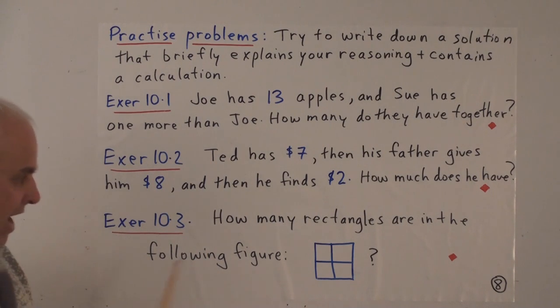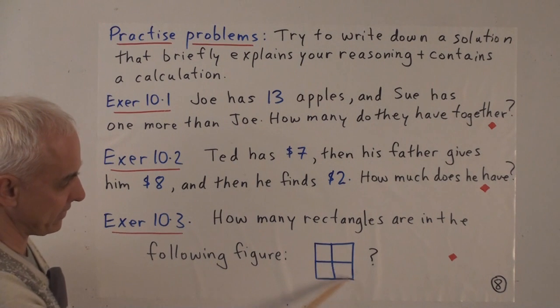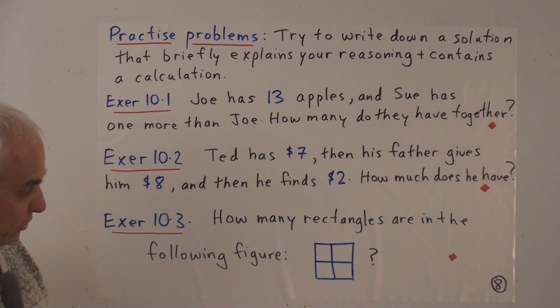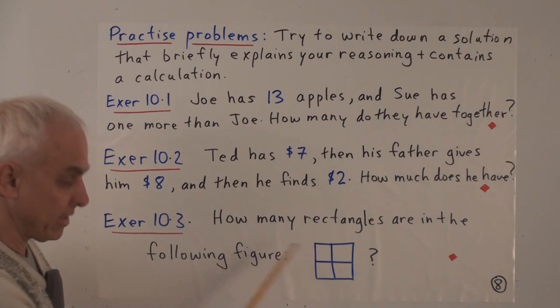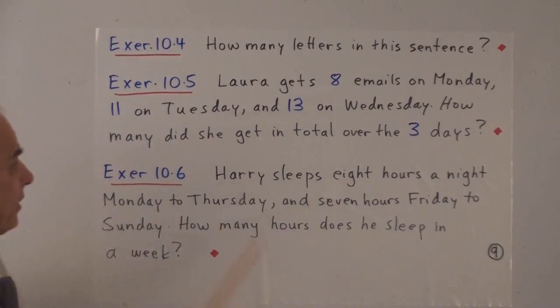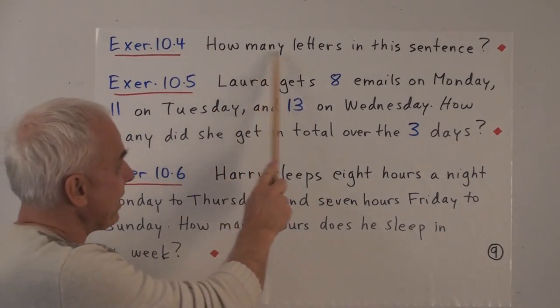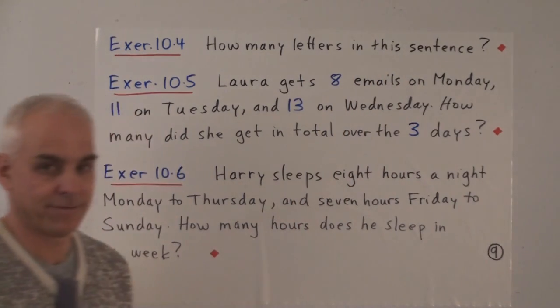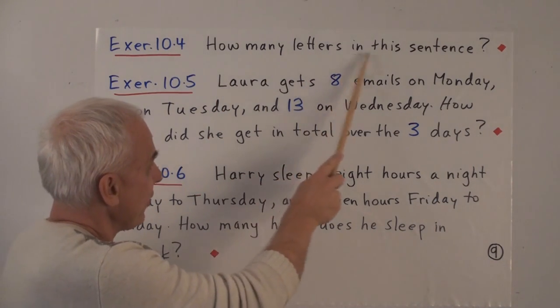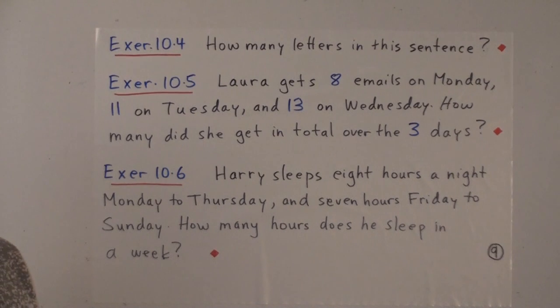And this third question, how many rectangles are in the following figure? Same figure we've seen before, but now we're counting rectangles, not just squares. And I remind you that a square, like this one here, does also count as a rectangle. And in this exercise, how many letters in this sentence? That's maybe not even grammatically correct, is it? But anyway, let's suppose that it is. How many letters in this sentence? It's an addition question, but you have to add up quite a few things.